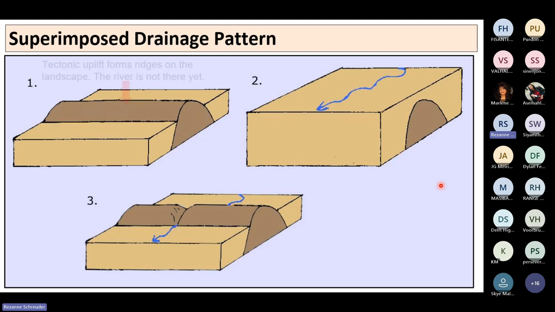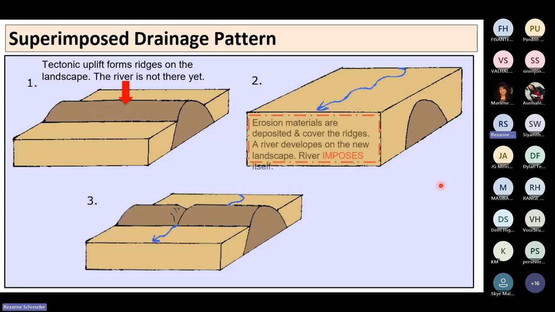So let's have a look. Tectonic uplift forms ridges on the landscape, and the river is not there yet. At number two, the erosion materials are deposited. They now cover the ridges, and the river develops on the new landscape. The river then imposes itself.